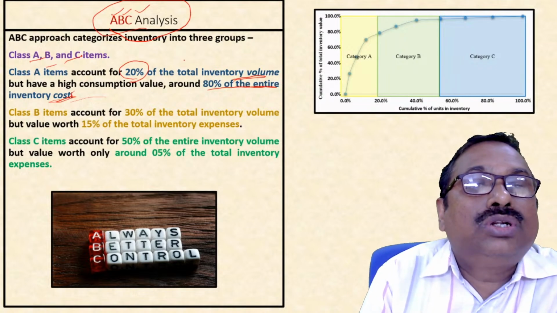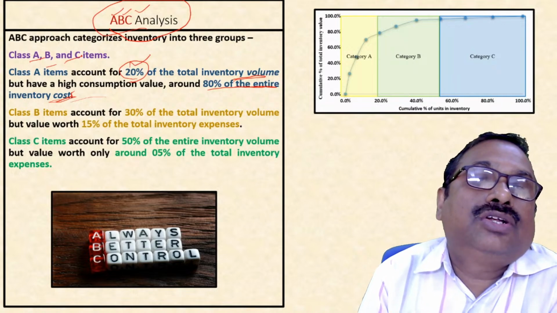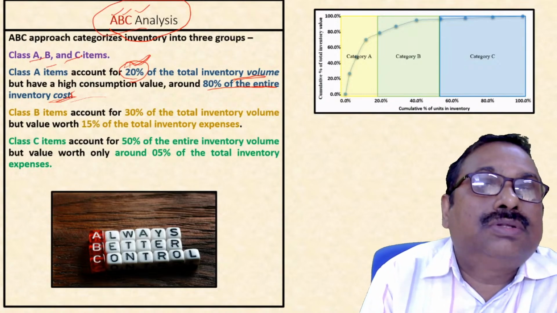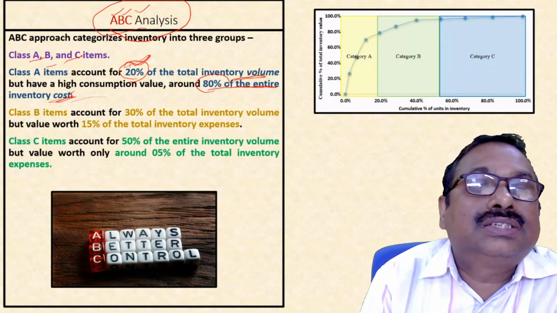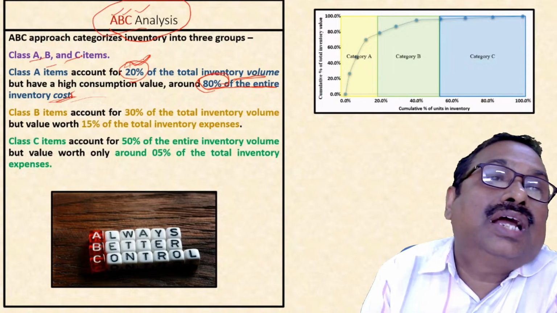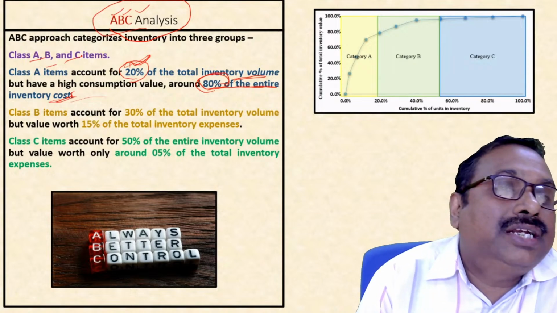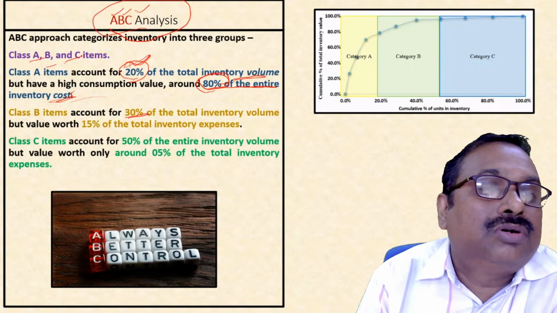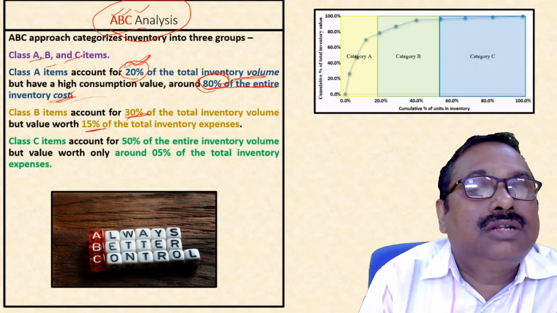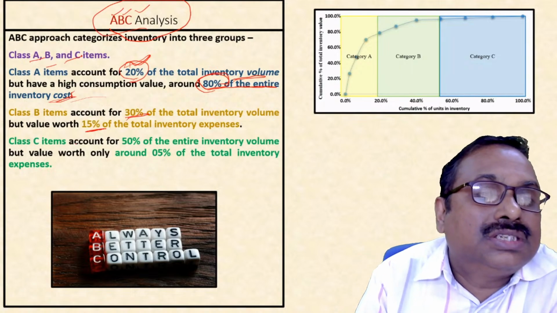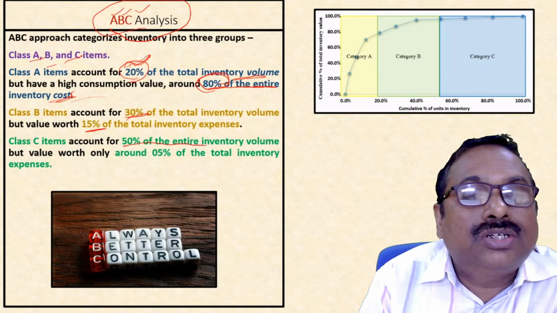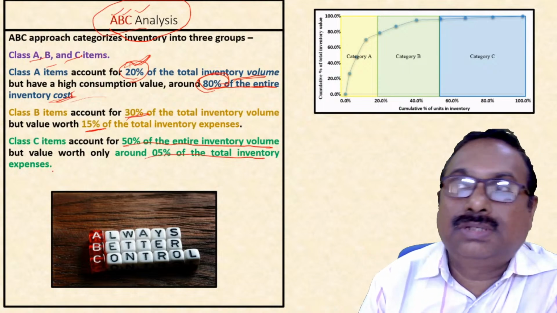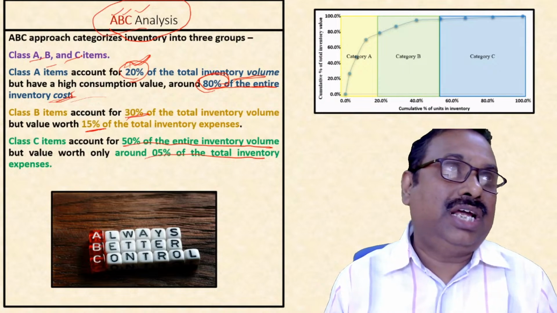Class A items are 20% of the total inventory volume. That means if you are managing 20% of the material, you are managing 80% of the inventory cost. So A items are vital. Then B items: here you have 30% of the total inventory volume, but worth 50% of the total inventory cost. C items are trivial items, 50% of the total inventory volume, but worth around 5% of the total inventory expenses. So it is also known as vital few and trivial many.